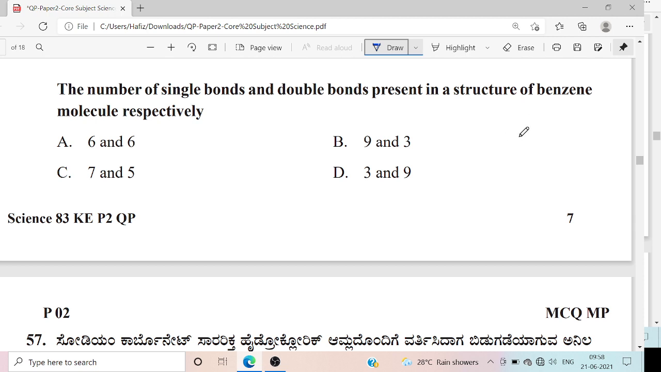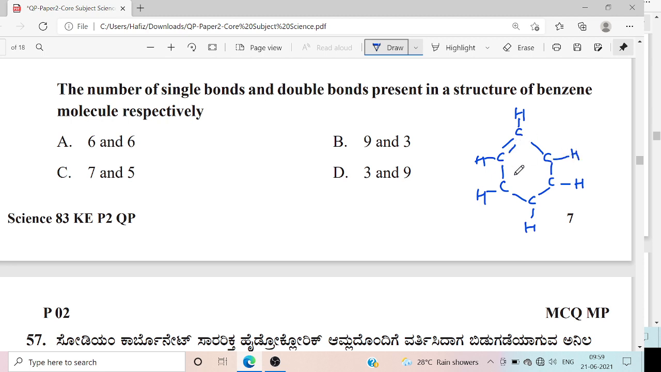So first we'll draw the structure of benzene, which is hexagonal shape. Everybody knows the benzene belongs to the aromatic hydrocarbons. Yes, first member of aromatic hydrocarbons. So first you will have to draw its structure here. Its chemical formula is C6H6 with a single and double alternate bond.